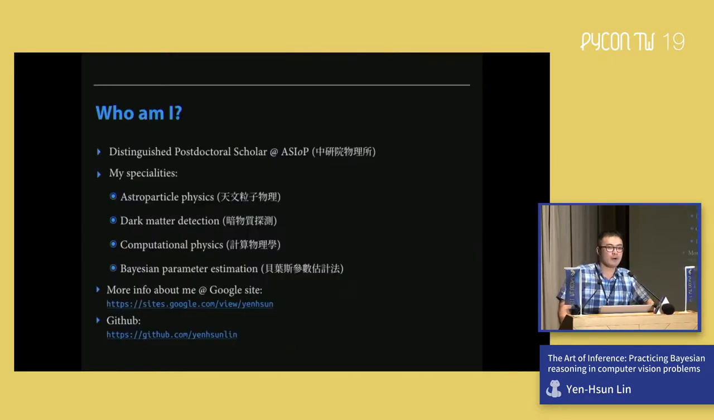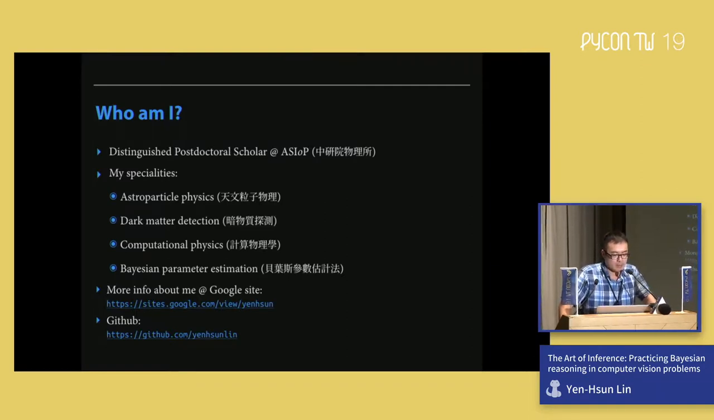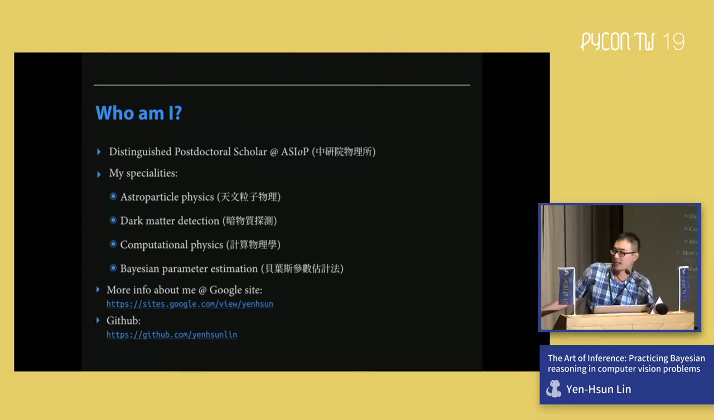OK, before I get started, let me briefly introduce myself. I'm currently a postdoctoral fellow in the Institute of Physics, Academia Sinica, and my specialties are astroparticle physics, dark matter detection, both theoretical and experimental, as well as computational physics, N-body simulation, Monte Carlo simulation, and model building based on quantum and classical systems. I'm also acquainted with Bayesian parameter estimation, and if you want to know more about me, I have a Google site and all the code scripts, so you can download them from my GitHub.